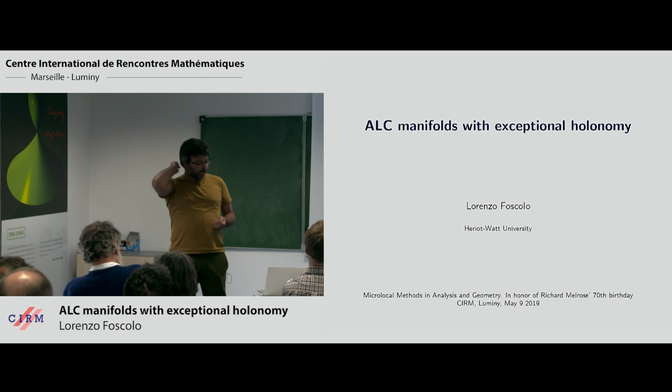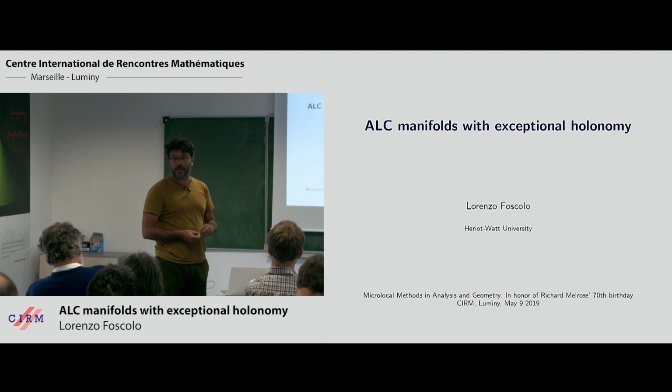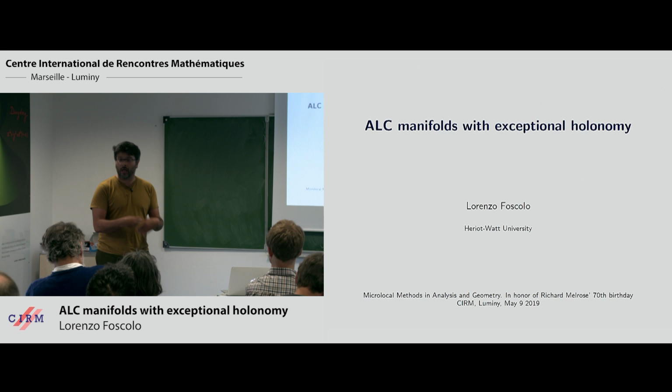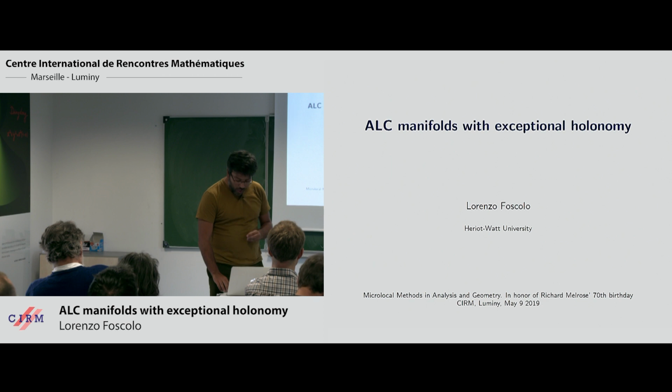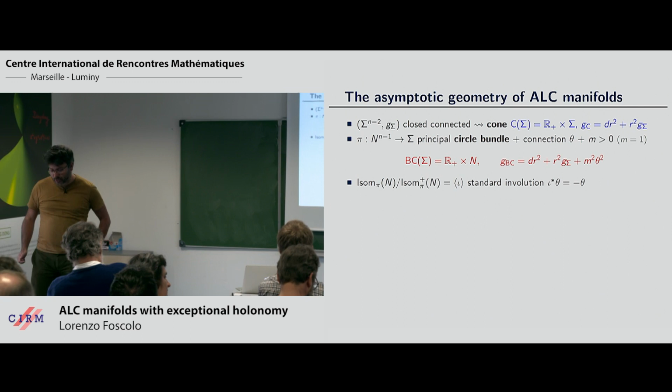I guess the main contribution, more on the geometry side, is going to be how to construct examples of such manifolds in a context where a priori it is not so obvious at all how you would go about constructing these metrics. So let me start by giving a precise definition of what this ALC asymptotic geometry is. ALC stands for asymptotically locally conical, and it's an acronym that was introduced in the physics literature.